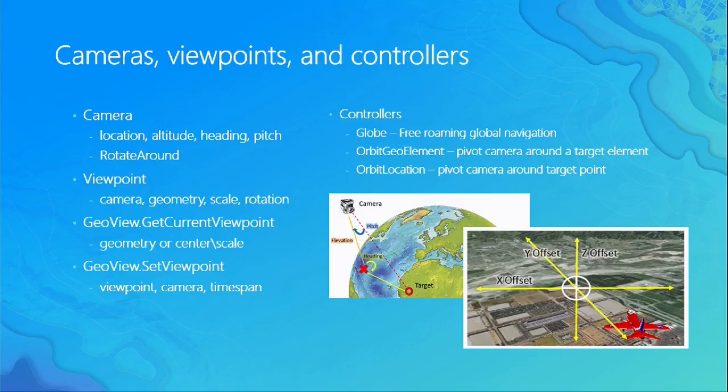The second column talks about controllers, and these are just built-in ways to be able to navigate your scene more effectively. So by default, you'll have a globe controller, which means you can navigate the globe freely. But you can also lock that to a specific element, right? So a geo element, which would be like a feature or graphic. So if you want to be able to follow a feature or graphic and tie your navigation to the orientation of that feature or graphic, the key is a geo element. Another one is just a location. So being able to pivot around a location, you define a location without an element per se, and being able to orient your camera associated with that location specifically. Just a convenient mechanism for doing that.